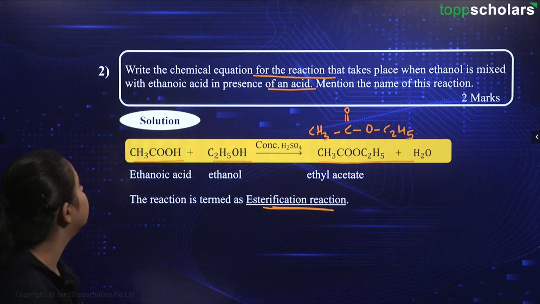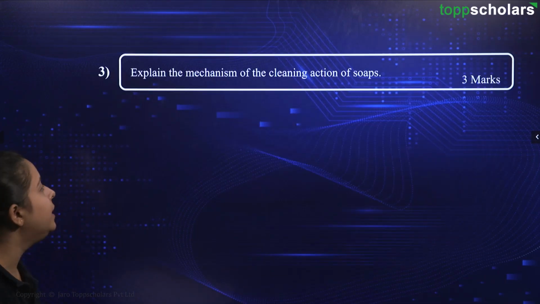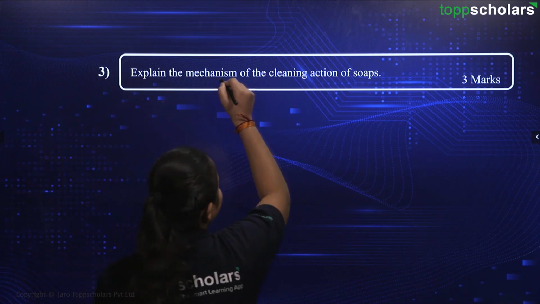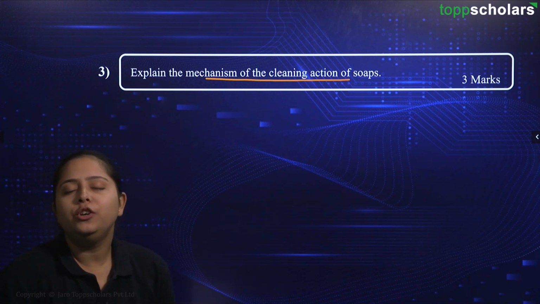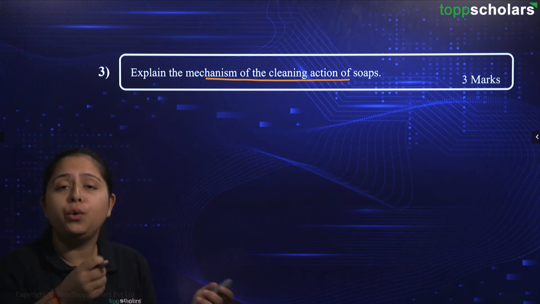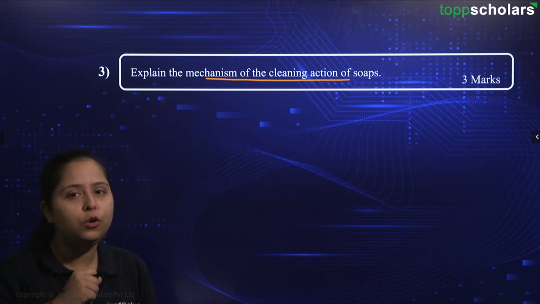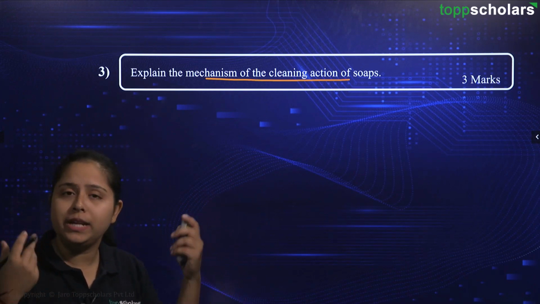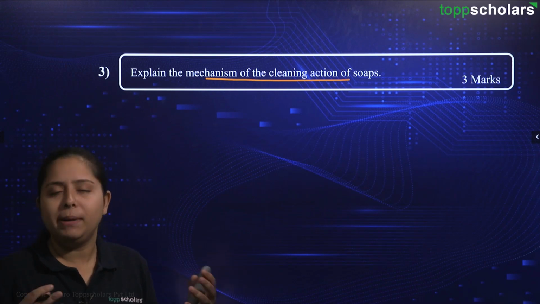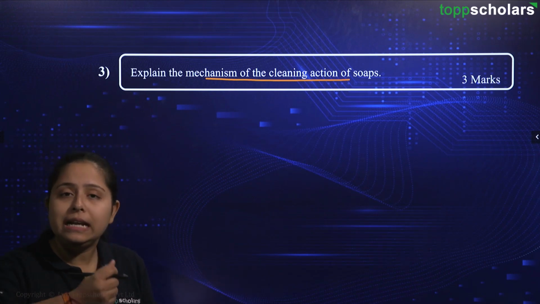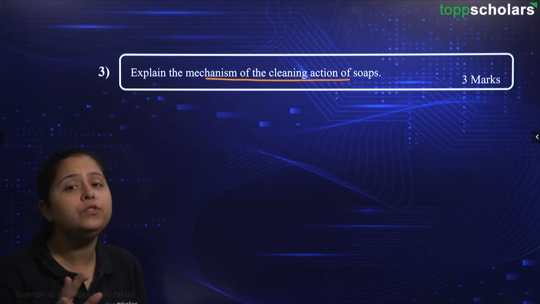Alright. Here is the question for 3 marks. It states: explain the mechanism of the cleaning action of soaps. So you might be already knowing that we use soaps to clean our clothes, to wash ourselves, to take the bath. Why are we using the soap? Why not just water? Because that soap will help us to clean ourselves. It will help to remove the dirts.